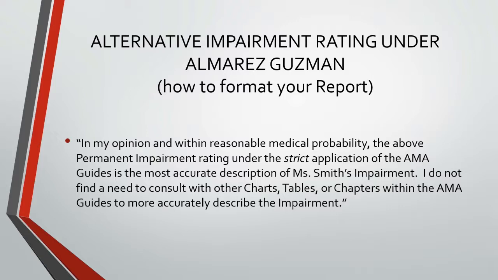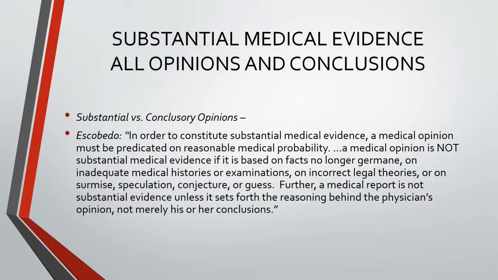So let's go into that discussion now as to how to provide for alternative impairment ratings that will be upheld by the parties and that do qualify as substantial medical evidence. So let's talk about substantial medical evidence. Now, every time you offer an opinion and conclusion within the body of your report, you need to make sure that every single one of those opinions and every single one of those conclusions qualify as substantial medical evidence. Now, all of us are familiar with opinions and all of us are familiar with conclusions, and we all provide both of these in our conversations and in our QME reports.